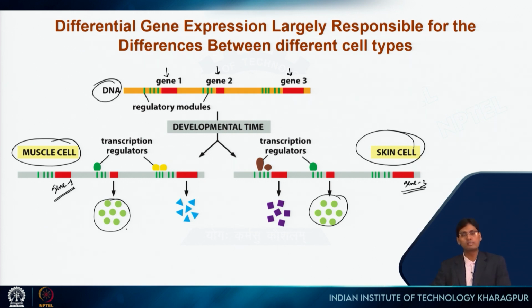This is because of the availability of these transcription regulators, some other proteins, that are controlling the expression of this gene, and that actually determines the fate of these cells, what kind of product they will make, and accordingly they will make different types of cells in our body.